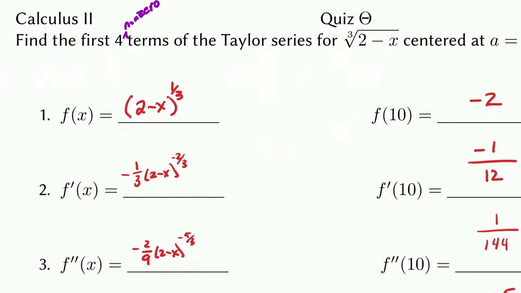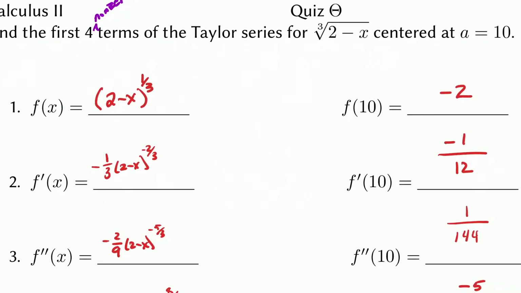Okay, so next, I just plugged in. So once again, 2 minus 10 is negative 8, and negative 2 to the negative 5/3 is 1 over 32. So negative 1 over 32. The 32 cancels with the 2, so you get 1 over 9 times 16, which is 1 over 144, yeah?